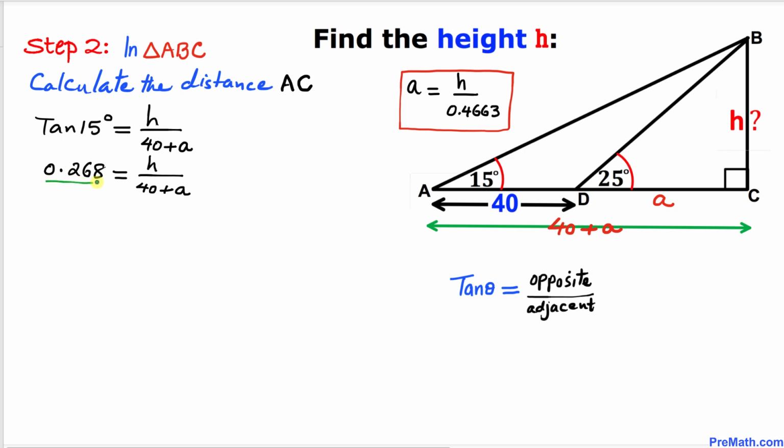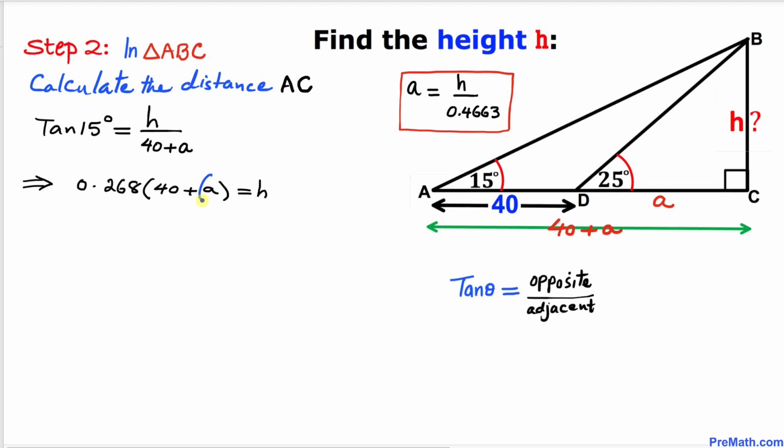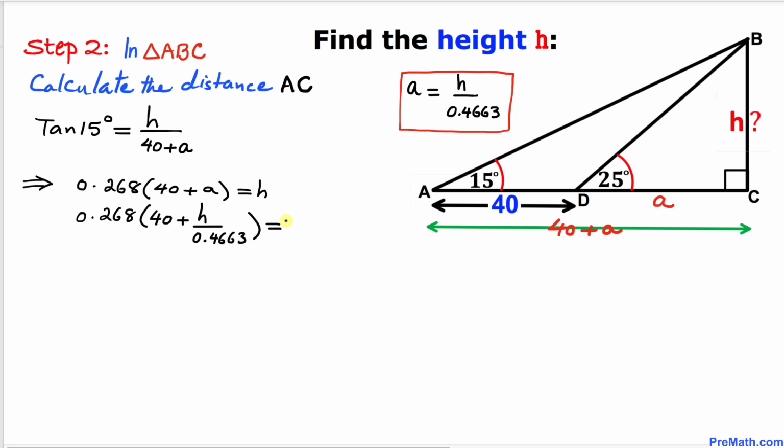Now let's put 1 underneath this number to make it a fraction, and cross multiply to remove these fractions. So we are going to have 0.268 times 40 plus A equal to 1 times H, which equals H. And now we know that our A value is H divided by 0.4663. So this could be written as 0.268 times 40 plus, replacing A by H divided by 0.4663, equals H.